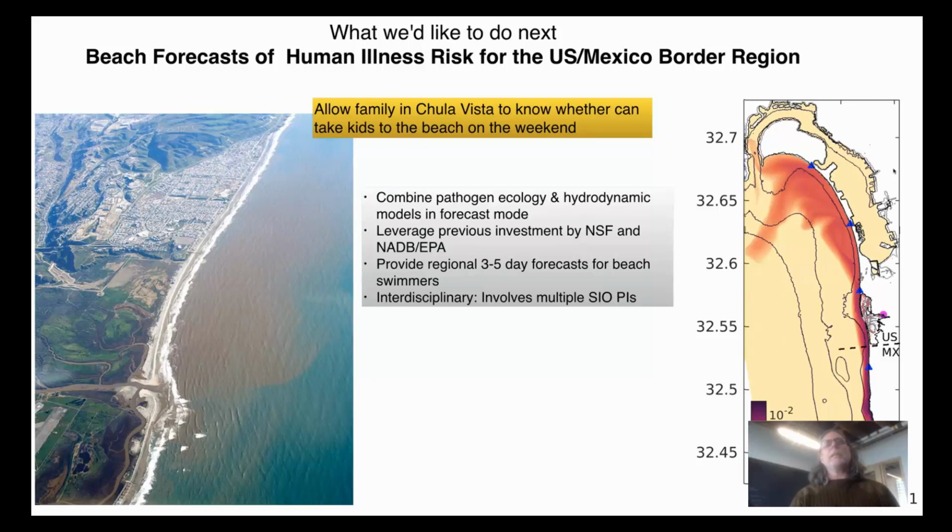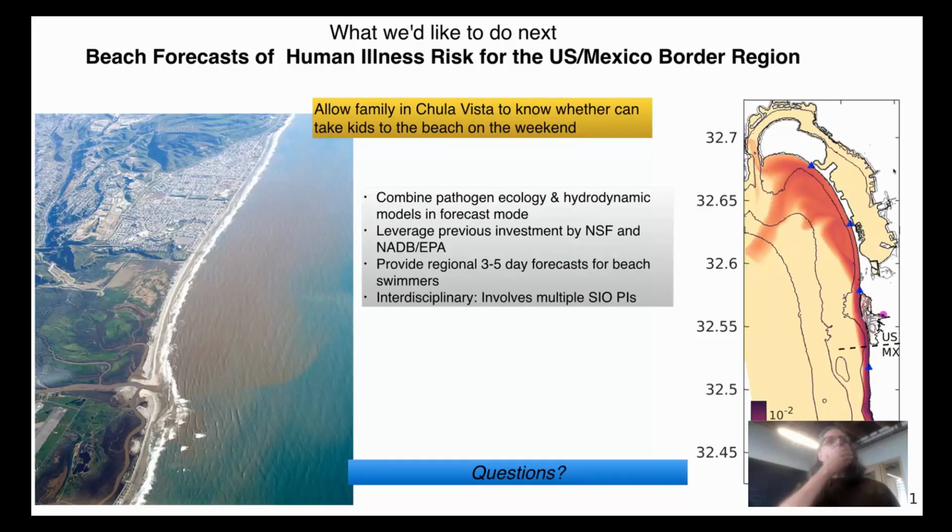So this is something that's currently being considered. The state of California has allocated money to a border river program, and Cal EPA and the Water Board is in part evaluating this proposal of ours. All right, that's it. Any questions?